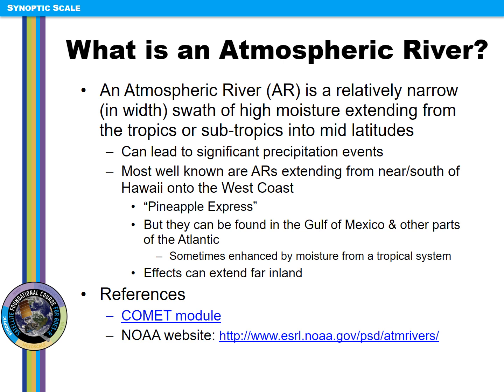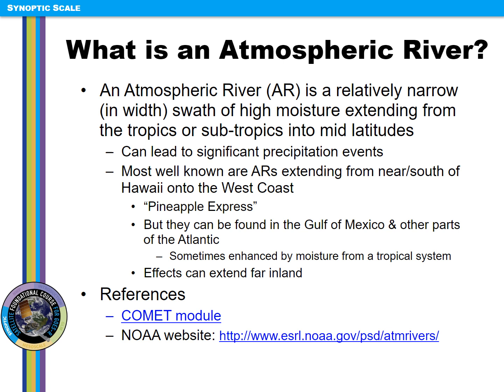An atmospheric river is a relatively narrow, in width, swath of high moisture extending from the tropics or subtropics into mid-latitudes. They are important because they can lead to significant precipitation events that lead to flooding. The most well-known atmospheric river events occur in the East Pacific, extending roughly from Hawaii into the west coast. The media sometimes refers to these as the Pineapple Express.